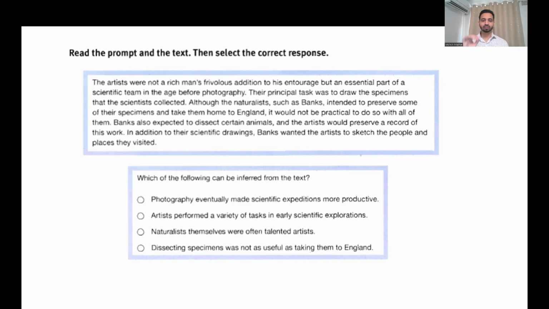Dissecting specimens was not as useful as taking them to England. It doesn't really talk about dissecting specimens as being useful, so I can eliminate that as well. So my preferred option that I feel is correct will be artists performed a variety of tasks in early scientific explorations, and I'll stick with that. So you see how powerful it is when you read the summary first and then you read the options. It's straight away going to help you to identify the correct answer.